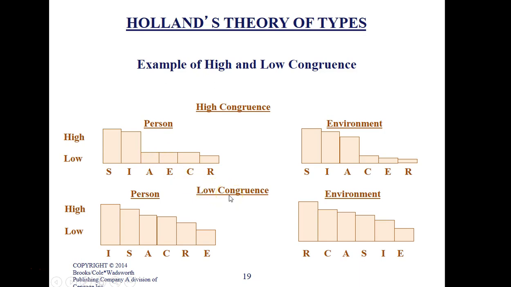If we have low congruence, we can see that this individual's investigative is their strongest and social is their second strongest. And if we look over here at the environment, we can see that investigative and social are lower in this particular environment. This could be the environment the person is working in now, or the environment reflected in an occupation that they're considering. So wherever possible, we want to aim for high congruence between the person and the environment, which will increase the likelihood that they will be satisfied in their working environment and in their occupation.